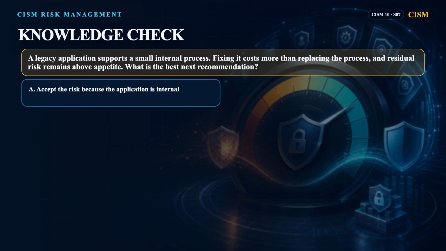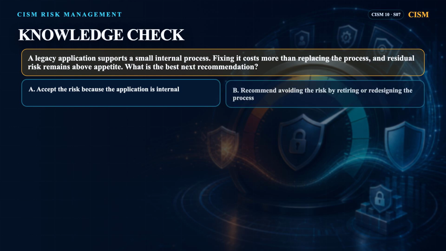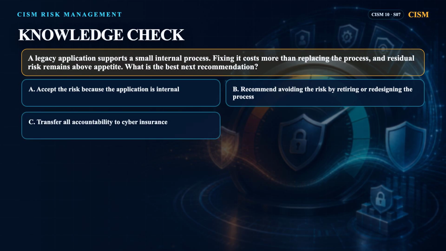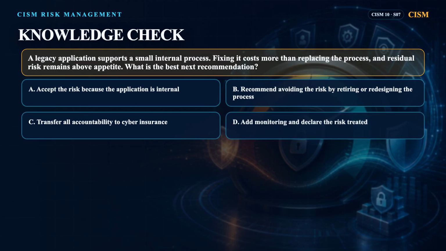Knowledge check. A legacy application supports a small internal process. Fixing it would cost more than replacing the process. And even after controls, residual risk remains above appetite. What is the best next recommendation?